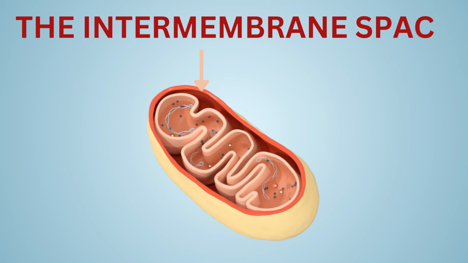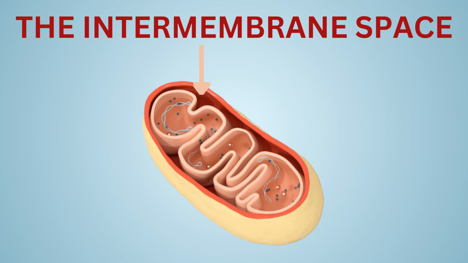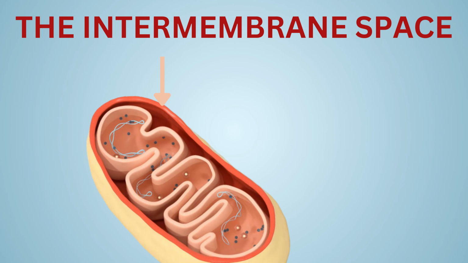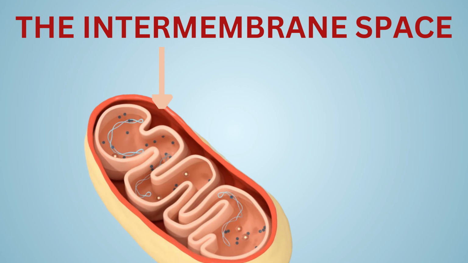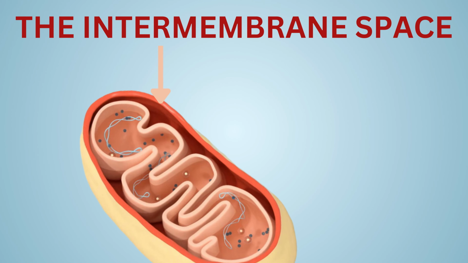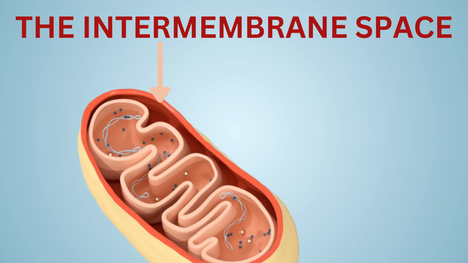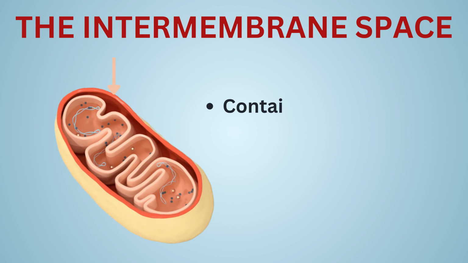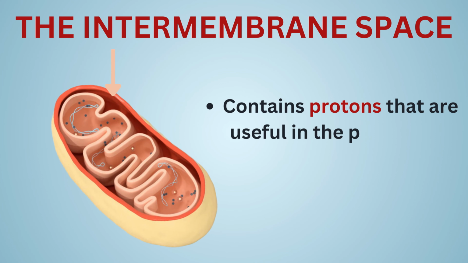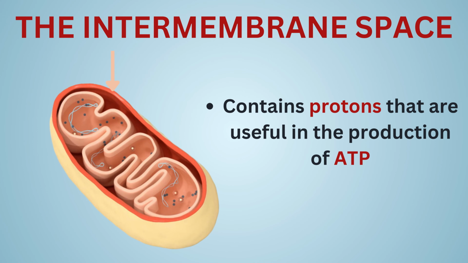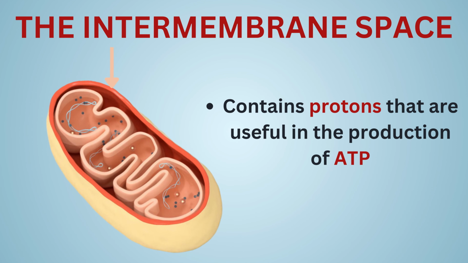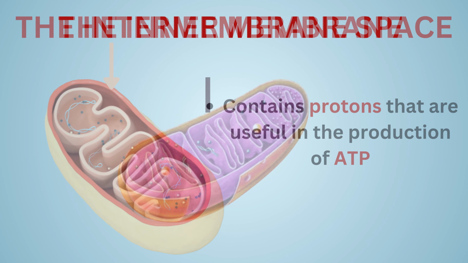The intermembrane space. This is the space between the inner and outer membranes of the mitochondria. Due to the permeability of ions and other molecules through the outer membrane, the intermembrane space looks similar to the cytosol. During oxidative phosphorylation, the intermembrane space makes use of protons accumulated inside of it to create a proton gradient, which stimulates the ATP synthase to generate ATP inside the matrix.